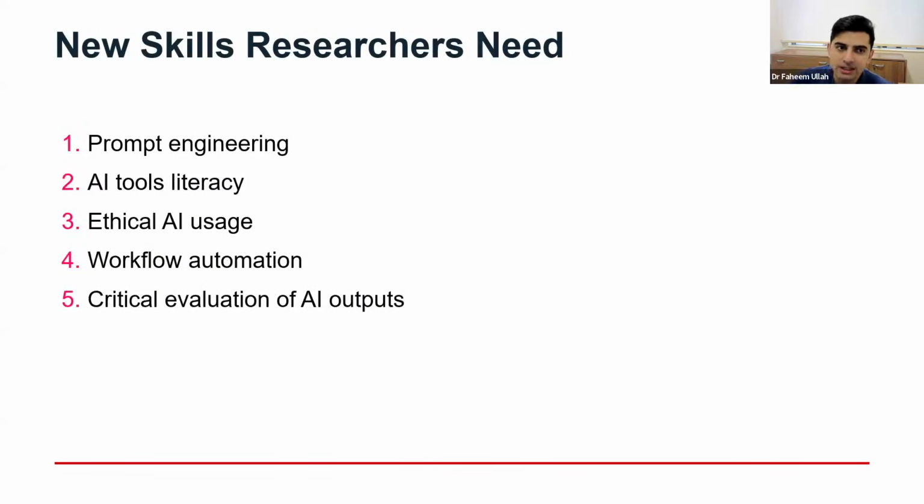Now, having said that, what is it that as researchers we can do to adapt to these conditions, to adapt to this new way of doing research? What we can do is learn about prompt engineering, which means how we can get the best output from these AI tools. We need to be more literate about AI tools. We need to know what our ethical and integrity boundaries are. And we need to understand workflow automation, which means that we need to constantly reflect: is there something in my workflow that I can automate so that I can free up that time and put it in more creative activities? And lastly, the creative critical evaluation of AI outputs.